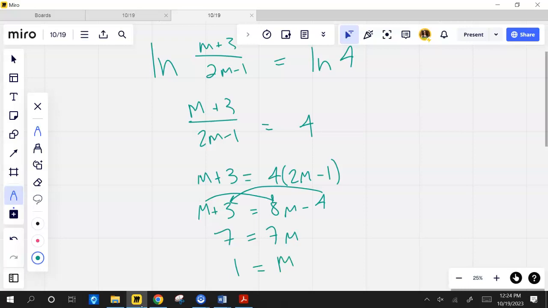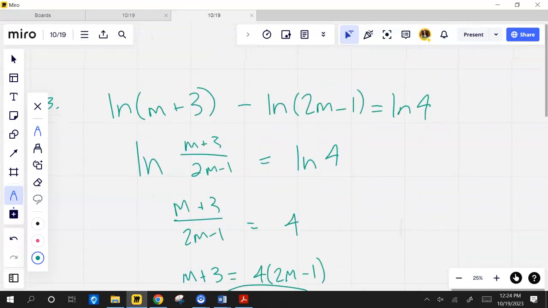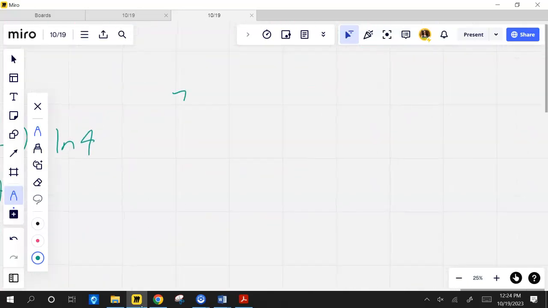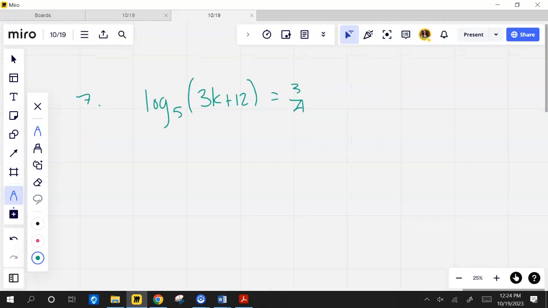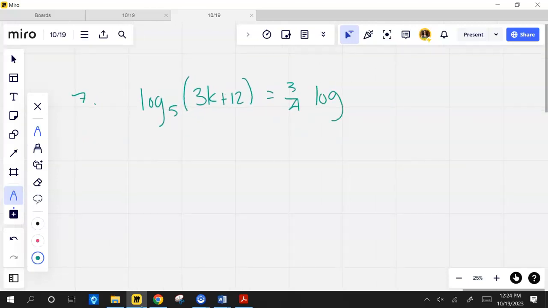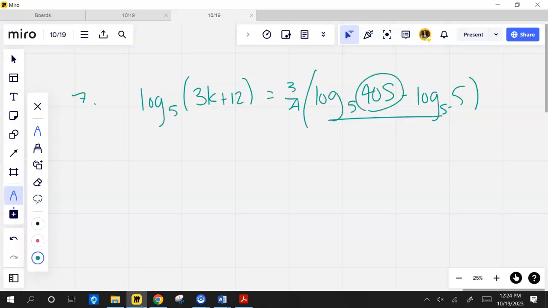Whoever asked about that one. Number 7. Log base 5 of 3k plus 12 equals 3/4 log base 5 of 405. I would work in the parentheses first. So I divide 405 by 5. And what do you get if you do that? 81.